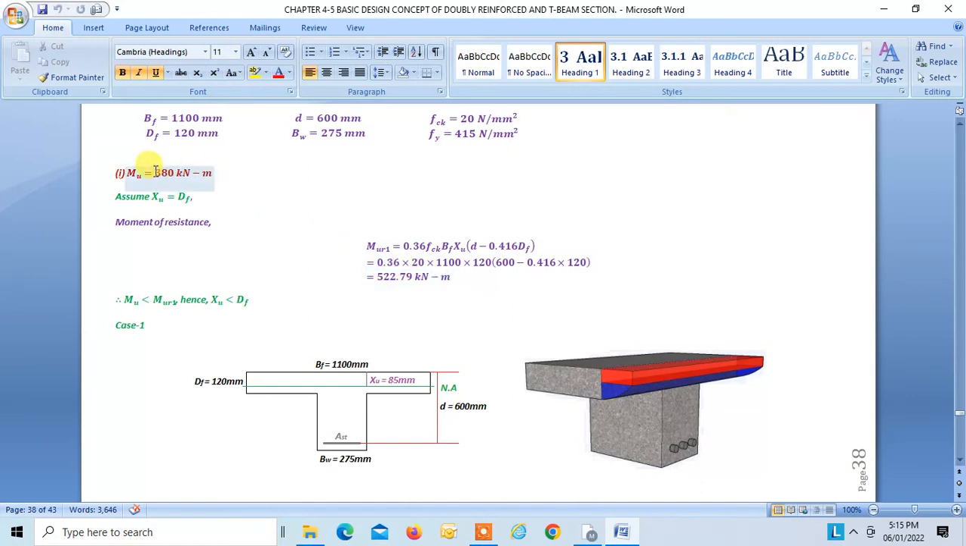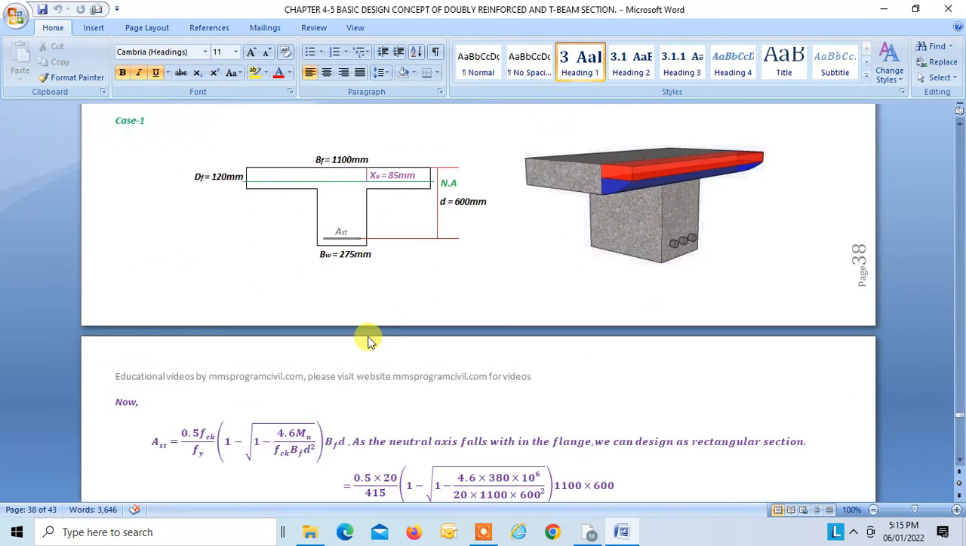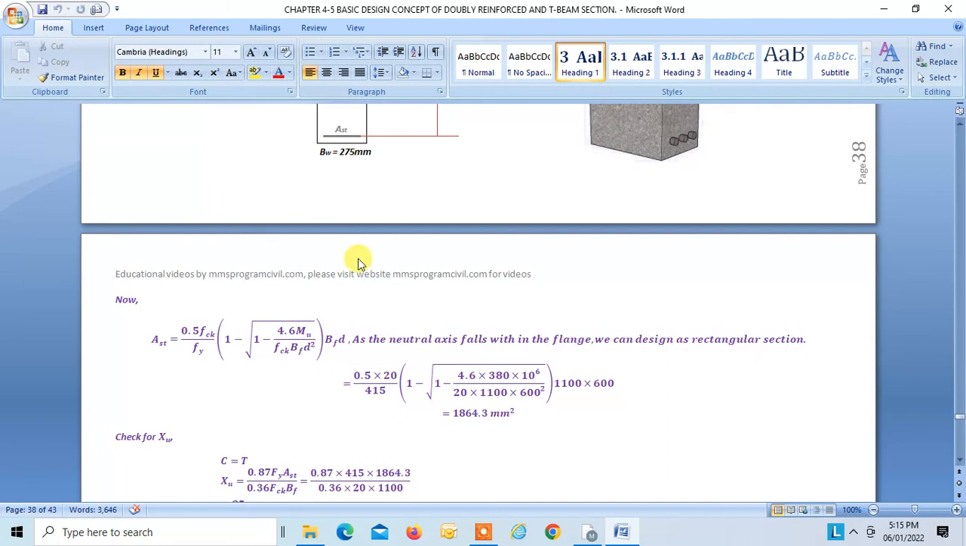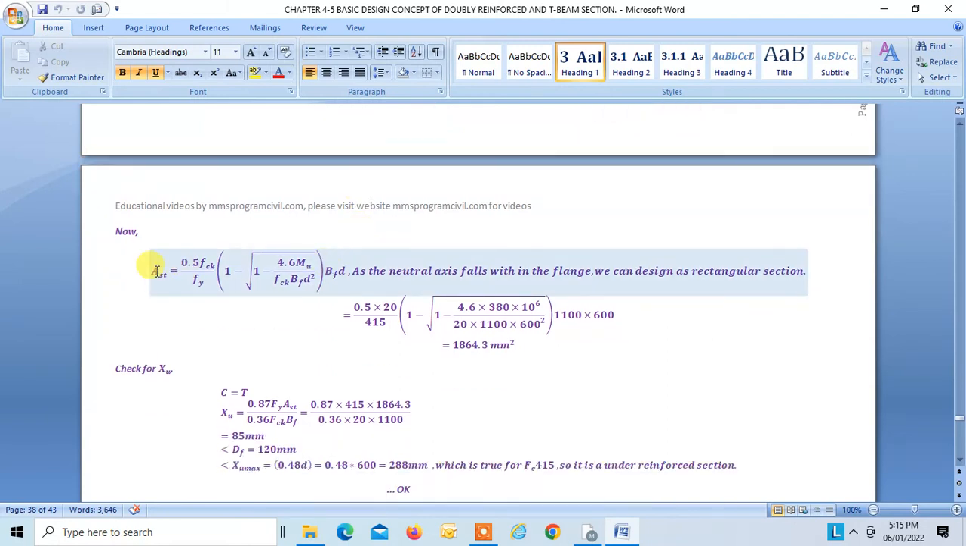Our design moment is 380, which is less than 522. That means our XU definitely falls within the flange. MU is less than MUR1, hence XU is less than DF, right? So this is case one. Once this is case one, we can use this formula assuming that the section is under reinforced, right? So we get steel as 1864.3.